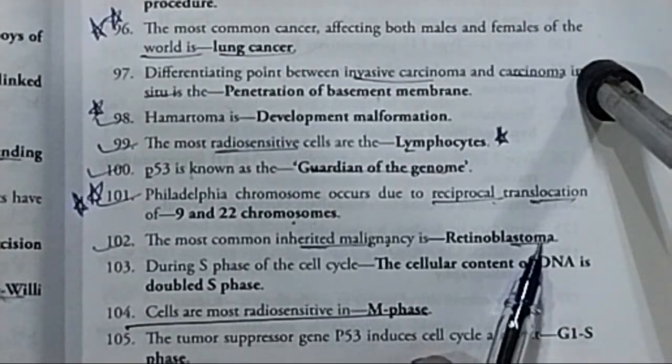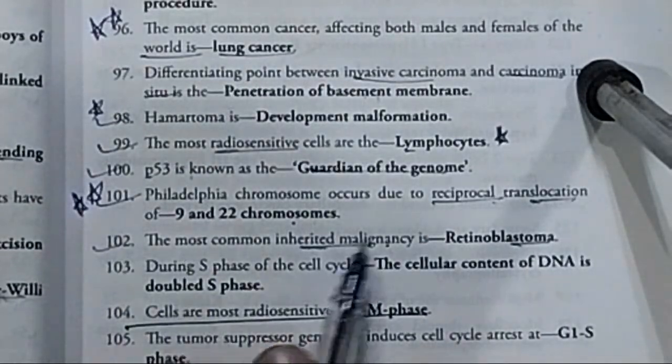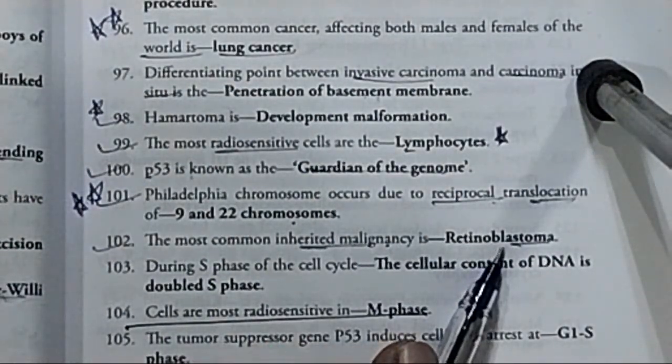and the only way to crack the exam in pathology is that there are certain points you ought to mug up, and there is no other shortcut. So the most common inherited malignancy is retinoblastoma.